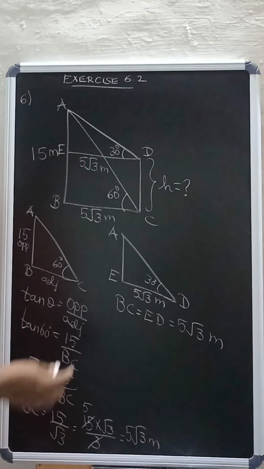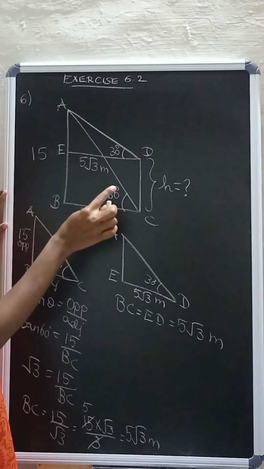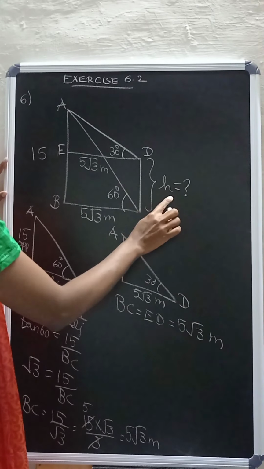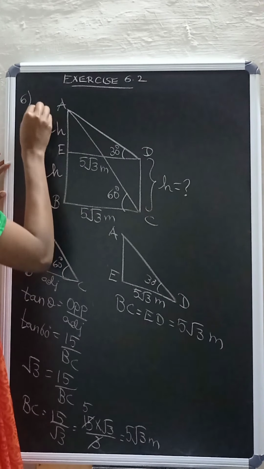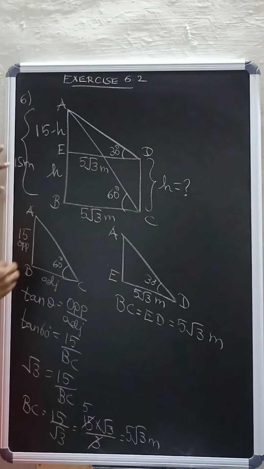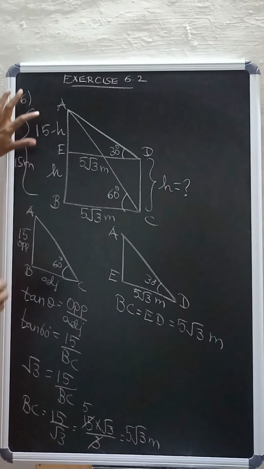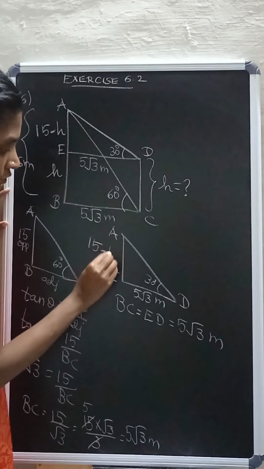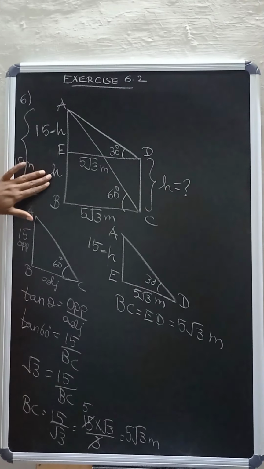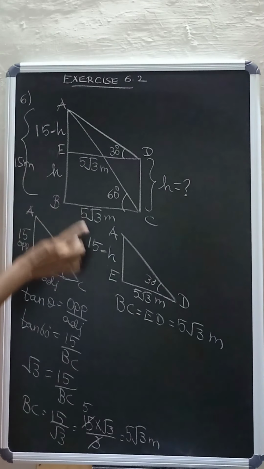Now we need to find the opposite value. We need the height h of the pole. So this is h and this is 15 minus h. The total is 15 meters. So AE value is 15 minus h. Can you all understand this part? The whole thing is 15 meters and this is h. So AE is equal to 15 minus h.